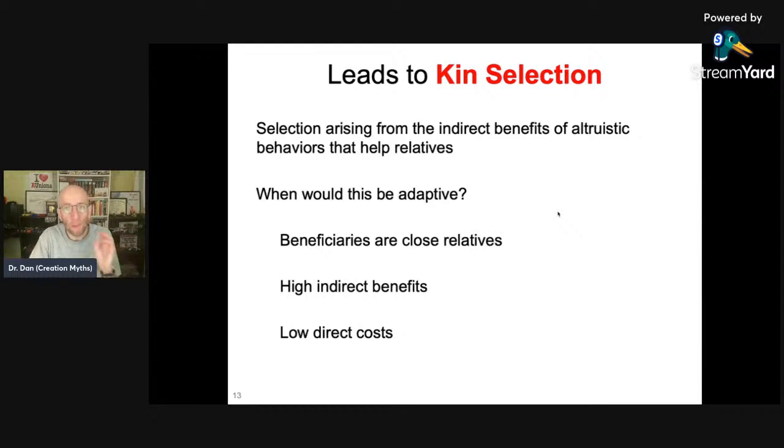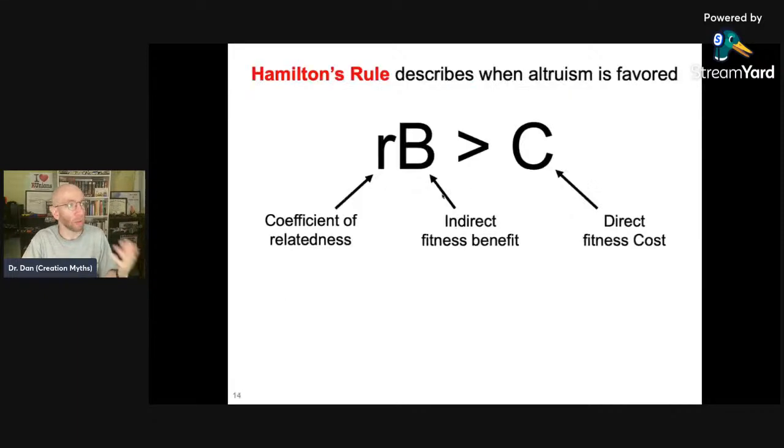We can be a little bit more formal. We can describe these conditions mathematically. And this is called Hamilton's rule.